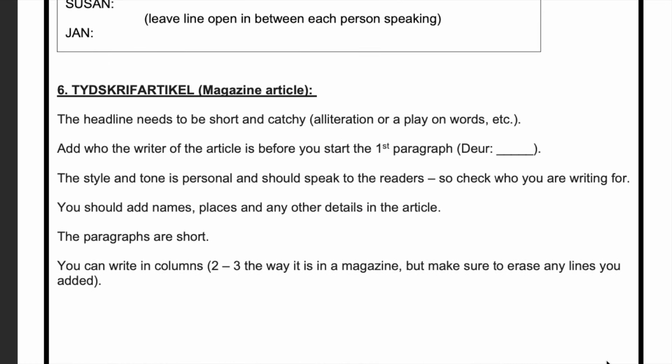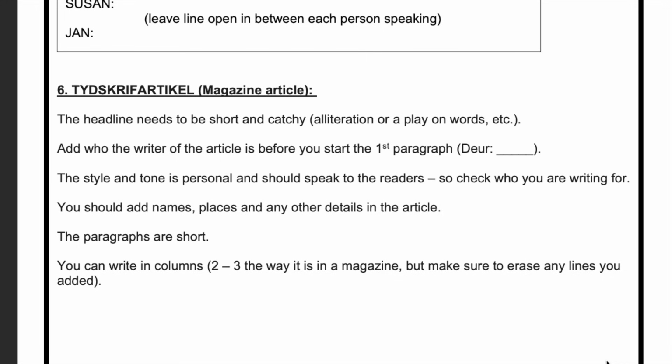Then a tydskrif article, a magazine article. Okay, the header needs to be short and catchy. Use alliteration or pun, like a play on words. Add who the writer of the article is before you start the first paragraph. So you would say dear, which means by, and then the name.